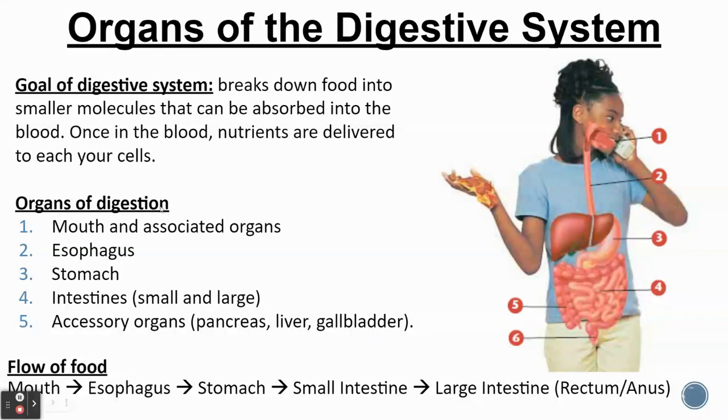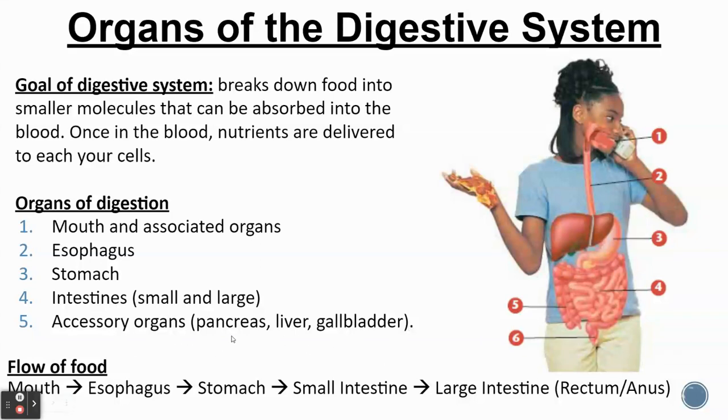So these are the main organs of digestion we'll be studying. We have the mouth and associated organs, so mouth and organs within it, esophagus, stomach, intestines, both small and large, and then something called accessory organs, which are your pancreas, liver, and gallbladder. This is the flow of food from mouth all the way out of your bum after. You have mouth, then you go to esophagus, then stomach, then the small intestine, then the food goes to the large intestine where it basically exits through the rectum and then the anus.